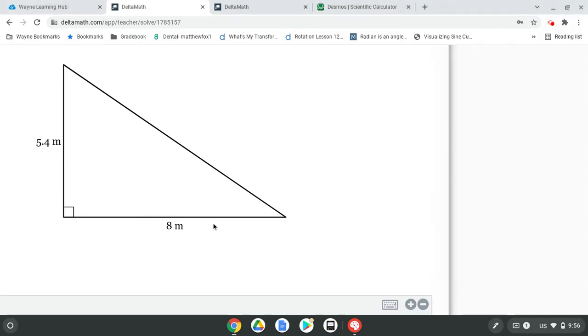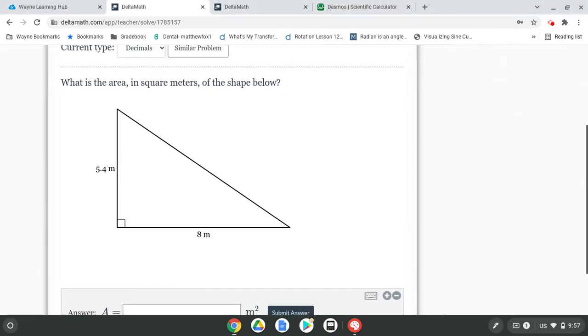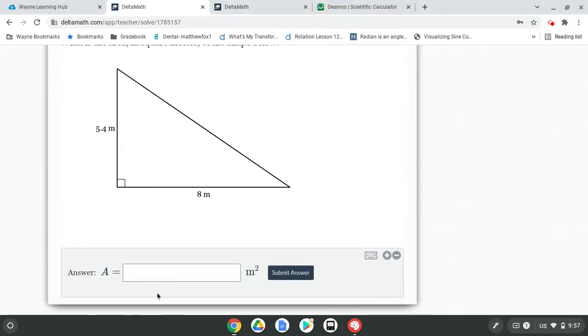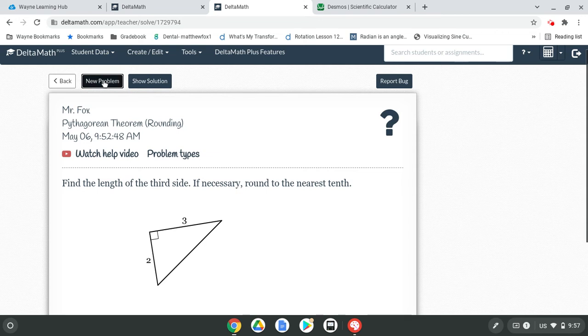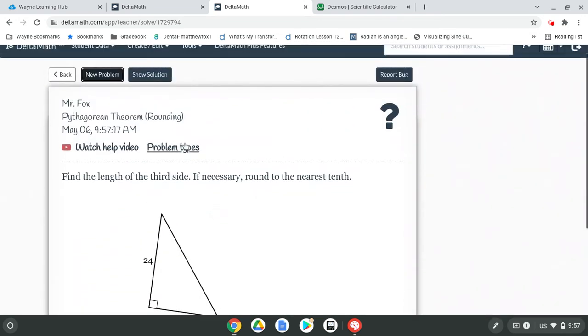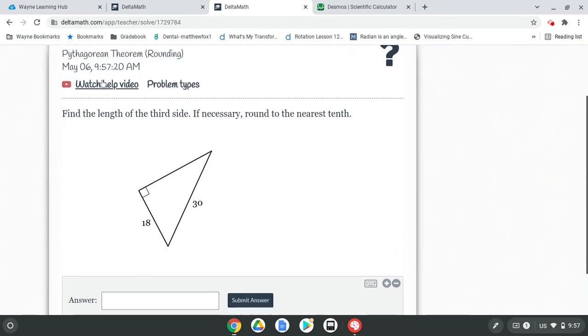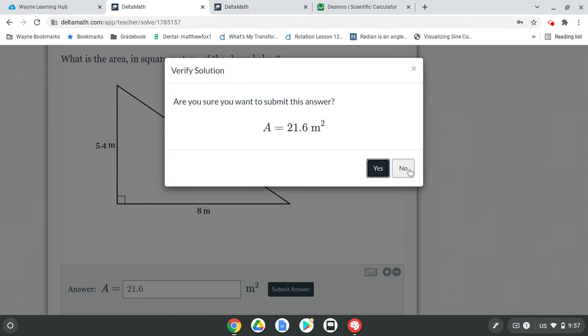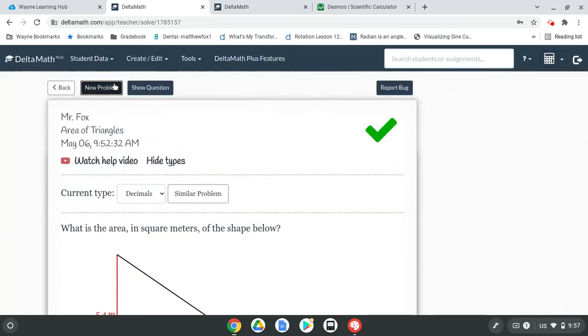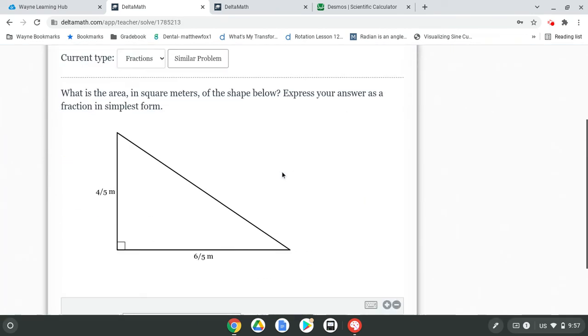Okay, so we said 21.6 was our answer for the area. Notice it's in square meters, so I would have to do 21.6. Keep in mind what it's asking, like this question asks for the area. This question asks us to find the length of the third side. Let's see, sometimes they give us the hypotenuse and we have to find one of the other missing sides. Same approach. So let's go back, submit this, and we got it right, so good deal.